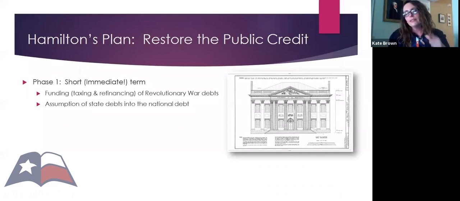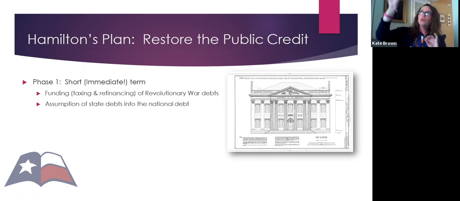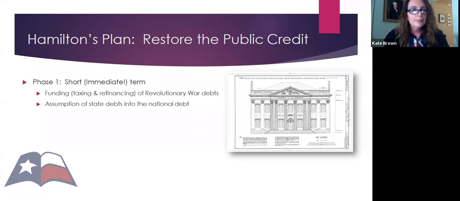And the deal that's brokered is that Madison will scrounge up some votes to get assumption to pass through Congress. Hamilton will go to his caucus and get some votes to support moving the capital city from New York, where it currently was, to a temporary home in Philadelphia, and finally to the south, to a swamp on the Potomac, where in fact it ends up, which is what we affectionately know and love today, Washington, D.C. And that happens, and phase one is complete.